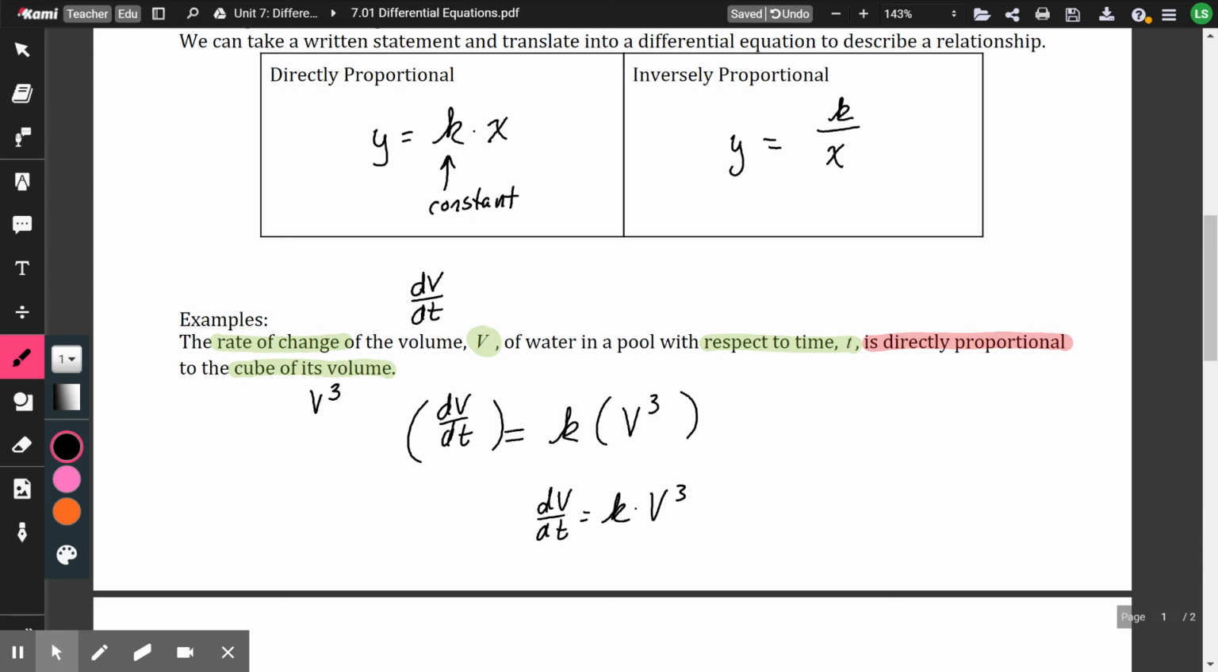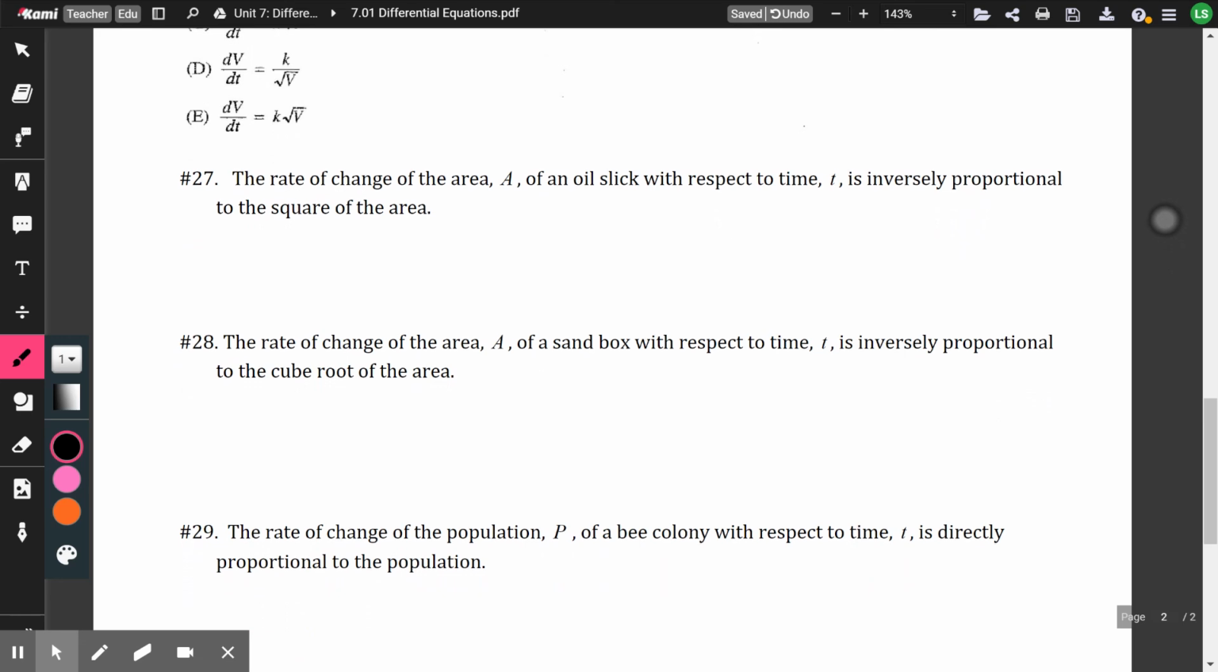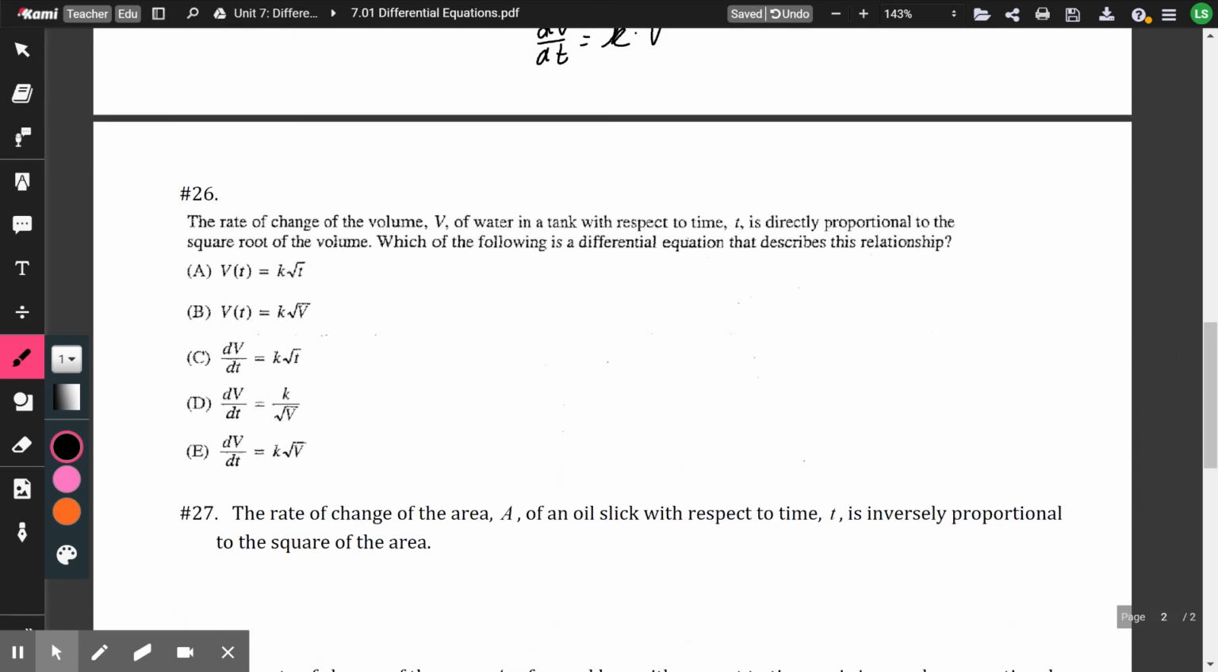So for the rest of this, you want to take a look at the other statements that follow this and try to come up with what the differential equation would need to be for each of those situations.